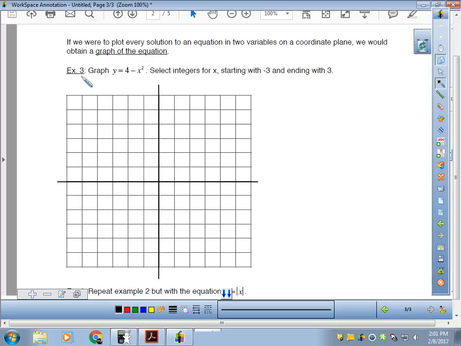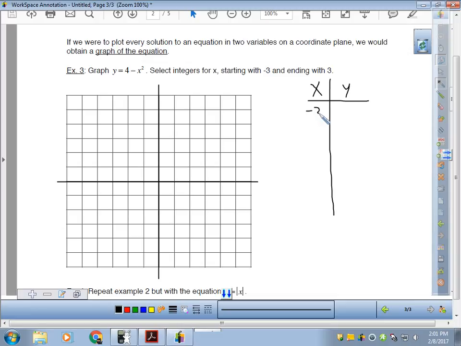So, our directions on example 3 ask us to graph y equals 4 minus x squared, and asks us to select integers for x, starting with negative 3 and ending with positive 3. So I'm going to make a table of x's and y's, and I'm going to follow the directions and make the x's go from negative 3 all the way up until positive 3. Now, if you have x's, to find y values, you just take these x's and you plug them in.